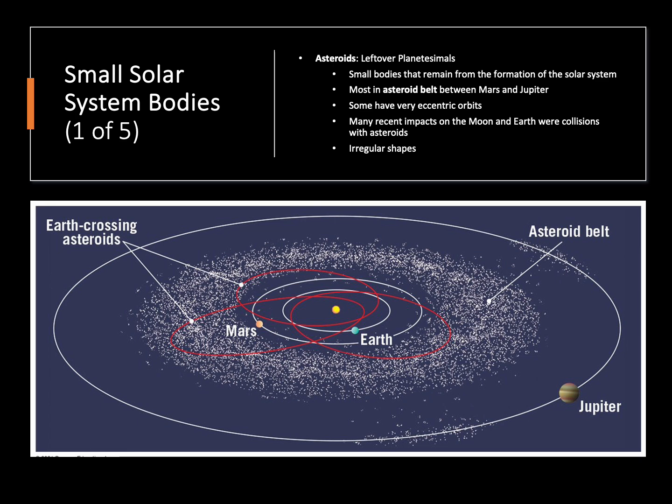But sometimes these asteroids are capable of escaping the asteroid belt and colliding. So a lot of the time, our recent impacts that we've seen on both our moon and on Earth itself, those asteroids are coming from the asteroid belt. And if you remember the photo from our last slide, these asteroids have really irregular shapes. They're not nice round spheres like we think of our planets.